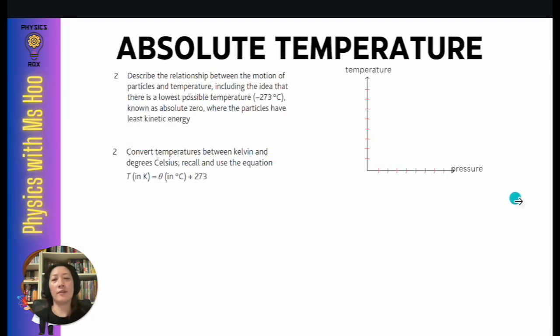Now let's go to absolute temperature. You do need to be able to describe the relationship between the motion of the particles and temperature, including the idea that there is a lowest possible temperature known as absolute zero, where the particles have the least kinetic energy. So you must also know absolute zero, which is actually 0 Kelvin. This is 0 Kelvin, not 0 degrees Celsius. The value of 0 Kelvin, or absolute zero, is equal to negative 273 degrees Celsius.